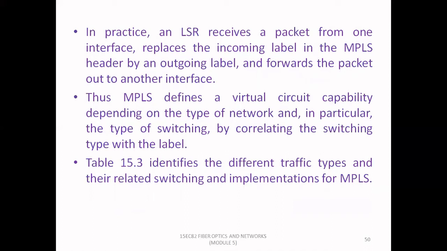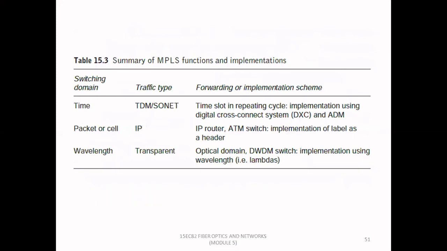Thus, MPLS defines a virtual circuit capability depending on the type of network and, in particular, the type of switching, by correlating the switching type with the label. Table 15.3 identifies the different traffic types and their related switching and implementations for MPLS. So the different switching domains are time domain, packet or cell domain, and wavelength domain. So traffic related to each domain is specified in the table.